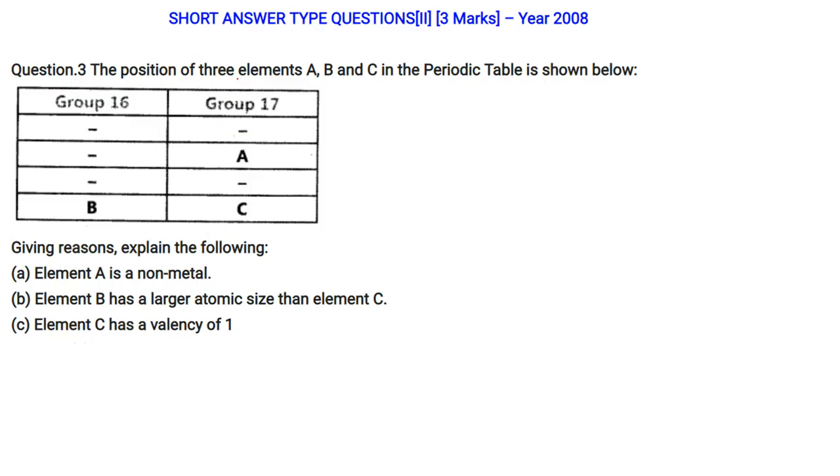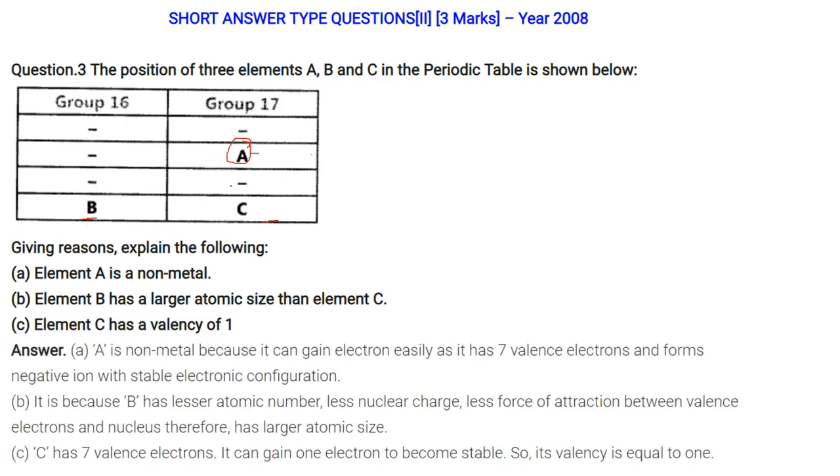The positions of three elements A, B and C are in this table. We have to give reasons and explain the following. Element A is a non-metal because it can gain electrons easily. It has 7 valence electrons and it just needs 1 electron to complete its stable configuration.